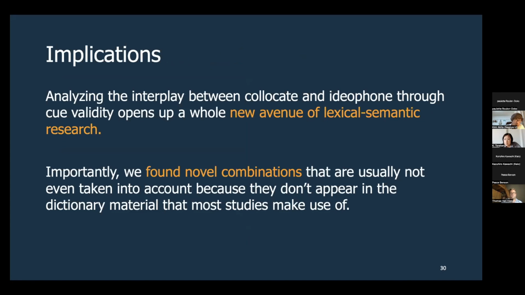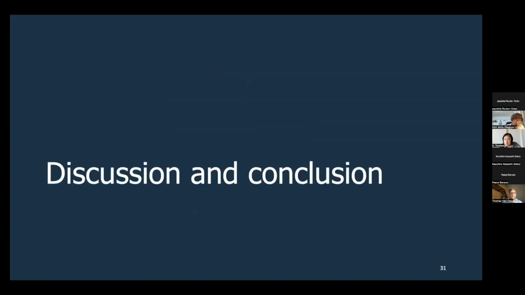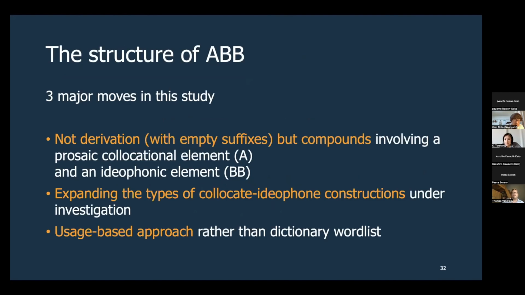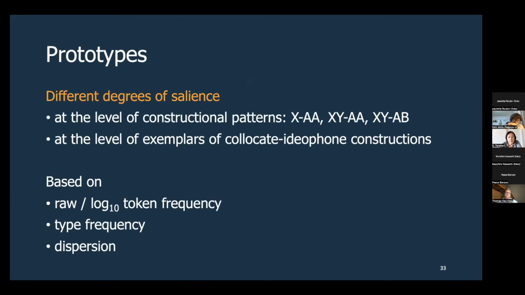And that's basically what I said here. Okay, I'm almost there. So, discussion and conclusion. What did I do in this study? I did three major things. I tried to argue that it's not really derivation with empty suffixes, but more compounds involving a prosodic collocational element and an idiophonic element. Then I expanded that to other constructions of collocate-idiophone constructions. And then I put that in a usage-based perspective, which I think is better than just a dictionary word list.